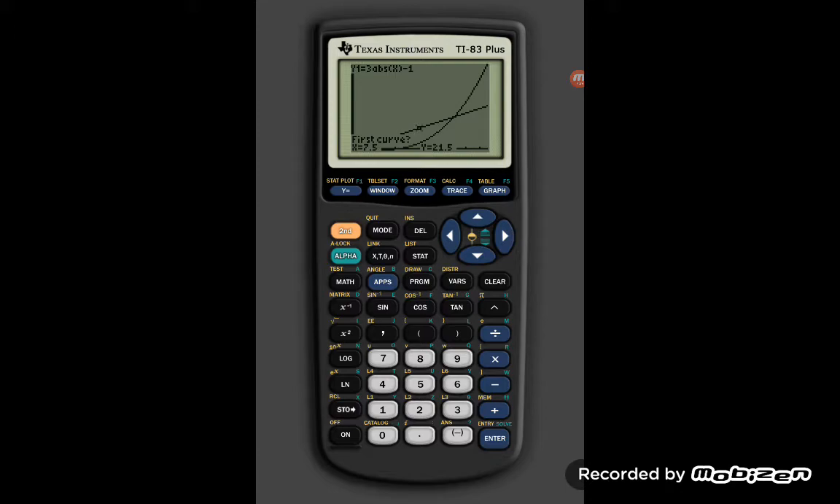Now you'll see at the bottom it asks "first curve?" You can see that I have a point here. Yeah, that's on my first line, so yes, that is my first curve. I'm going to hit enter. Second curve. Well, you can see this little dot along the bottom here. Yes, this is my second curve, so I can hit enter to confirm.